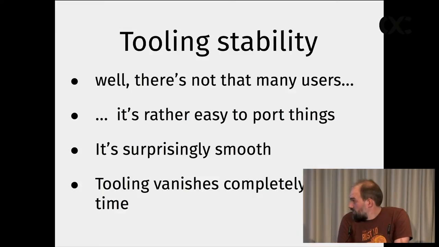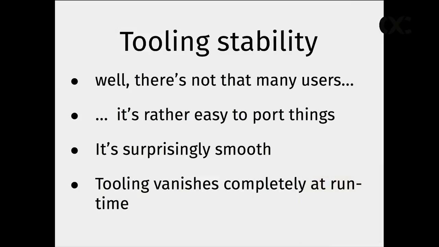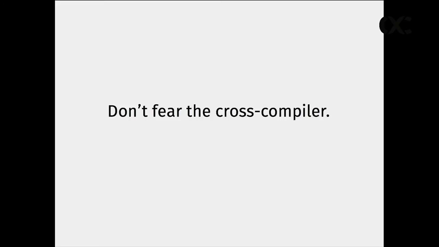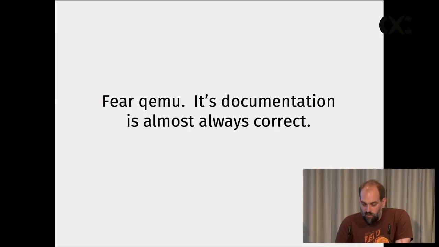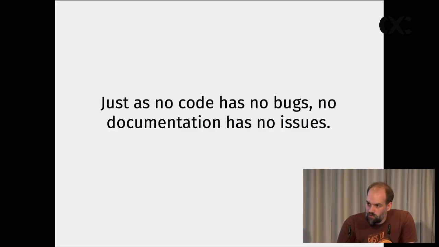But in general, it's surprisingly smooth. And all those tooling issues are absolutely no problem at runtime. It's surprisingly smooth, especially because the cross-compiler tool chain is not a huge problem at all. So don't fear the cross-compiler. Fear QEMU. The QEMU documentation is almost always correct, because just as no code is always correct, no documentation has no bugs.